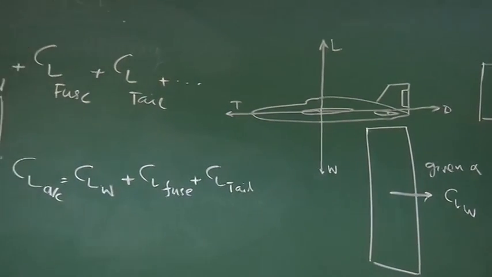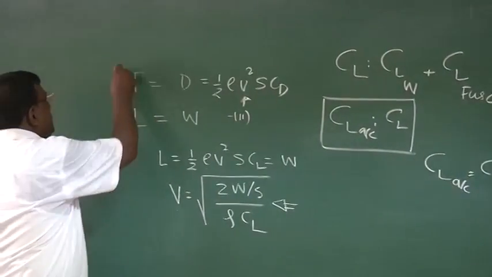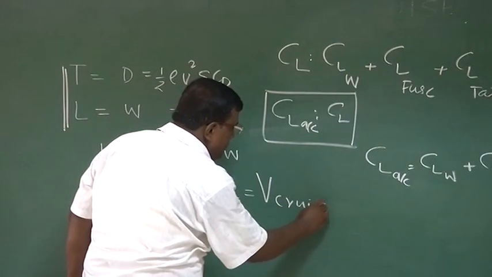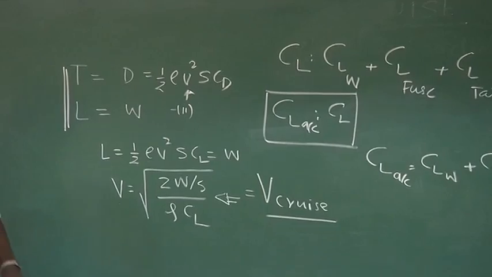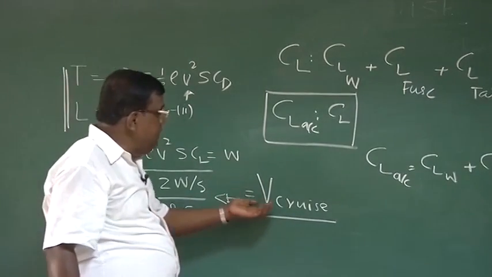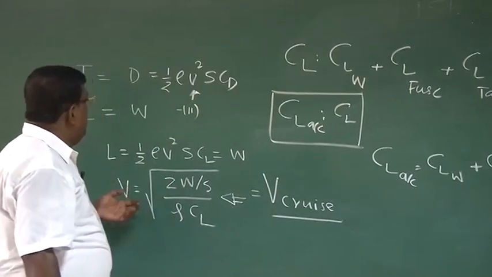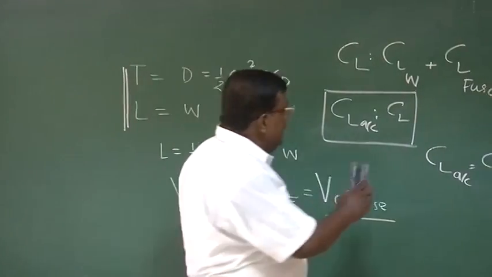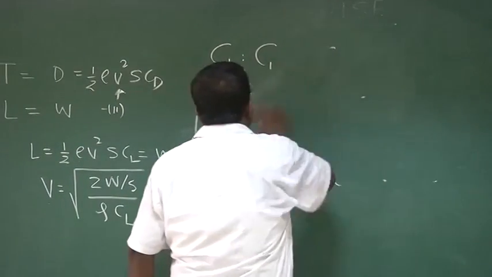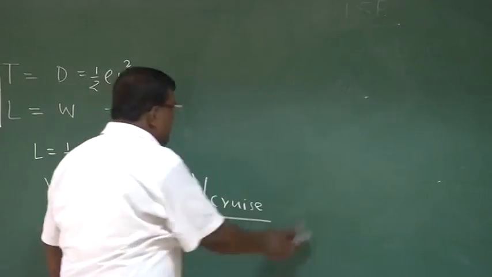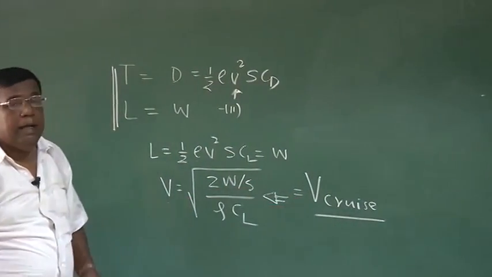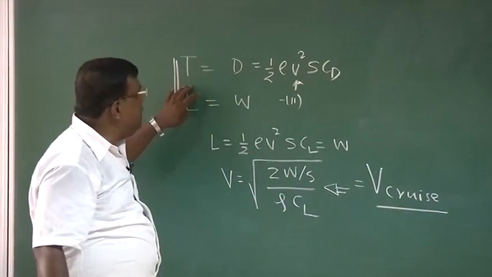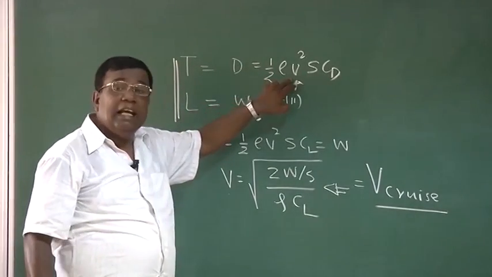Okay, now this V, when I use this equation, this V is actually V cruise. What is the interpretation of this? It is the cruise velocity at a given altitude where you are maintaining lift equal to weight, right? And this is another subtle point about this V cruise. If I ask, is it really the velocity of the airplane with respect to the ground? The answer is no, because the lift depends upon the velocity, which is air relative velocity.